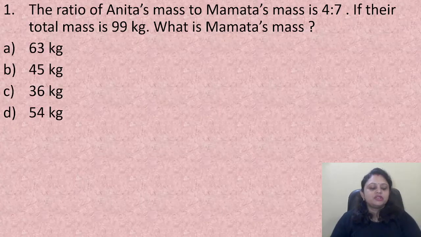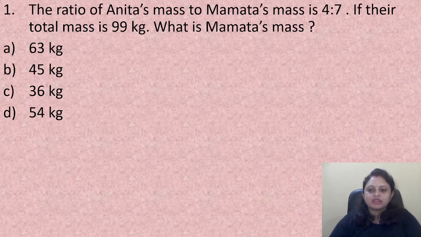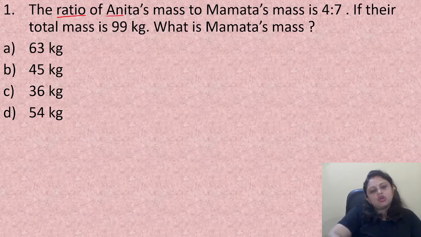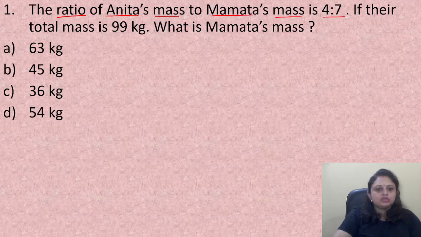Our first question: the ratio of Anita's mass to Mamata's mass is 4:7. If their total mass is 99 kg, what is Mamata's mass? Option A 63 kg, B 45 kg, C 36 kg, D 54 kg. So, in the question, it is given that the ratio of Anita's mass to Mamata's mass is 4:7 and their total mass is 99 kg. We have to find Mamata's mass, right?